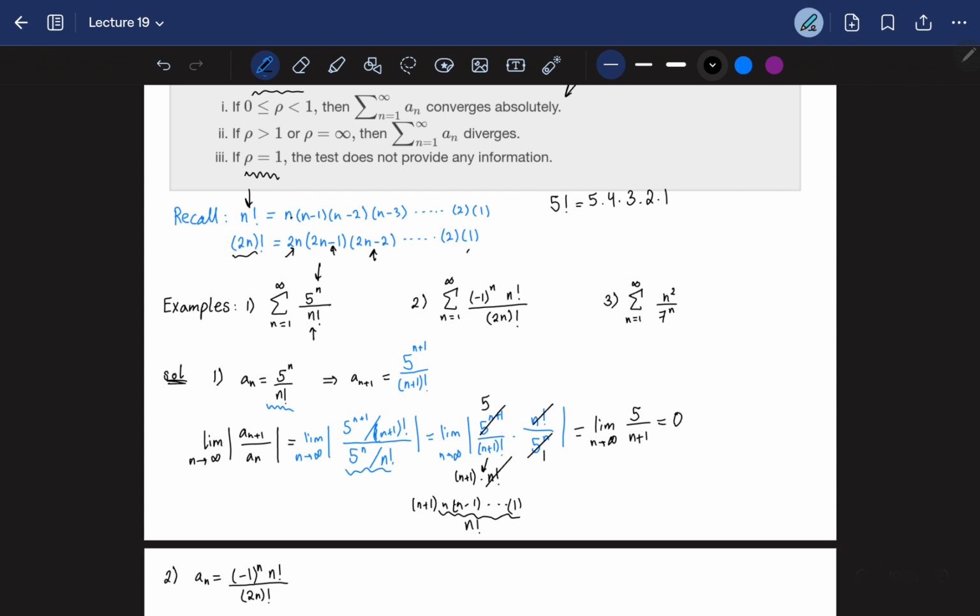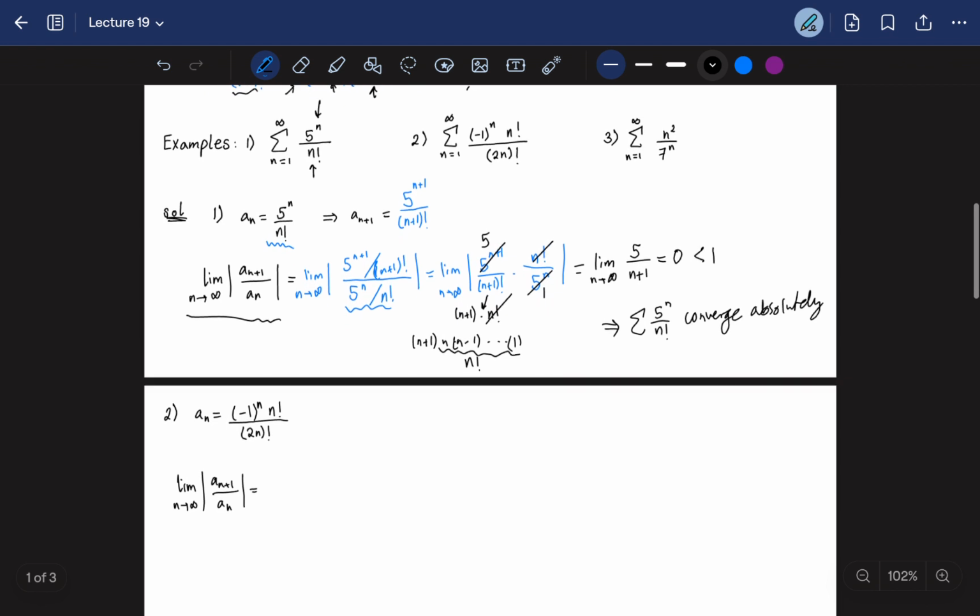Okay, so let's review. We have the ratio test. I calculate this limit, and if I get a value that's less than 1, then by the ratio test, the series that we have converges absolutely. And if it converges absolutely, then it must converge. Okay, so that's it. Let's see the second example.